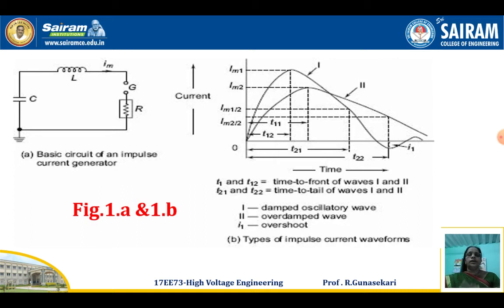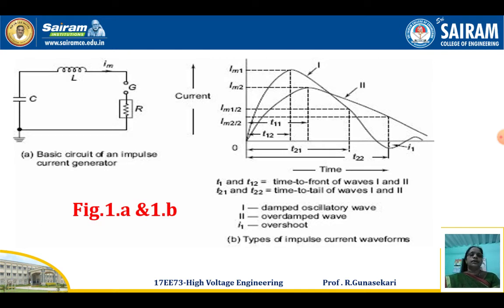Now Figure B represents the waveform of the impulse current generation. In this case, the x-axis is time and the y-axis is current. The times t1, t12, t21, t22 are there. The t1 and t12 are nothing but the time to front of the waves, waveforms 1 and 2. Similarly, t21 and t22 are the time to tail of the waves, that is, the tail waves.